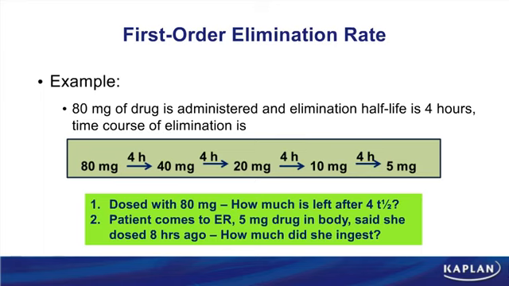What if we went the other way? What if you have a patient that shows up at the ER and you measure and find that they have 5 milligrams of drug in their body? The patient said she dosed 8 hours ago. How much drug did she ingest? Well, if she's got 5 milligrams now, I have to back up 8 hours, which is 2 half-lives. So I'm going to have to double that amount twice. The first 4-hour period, if you go backwards, 5 goes back to 10. The second 4-hour period, 10 goes to 20 milligrams. She ingested 20. That would be the correct answer to that question.